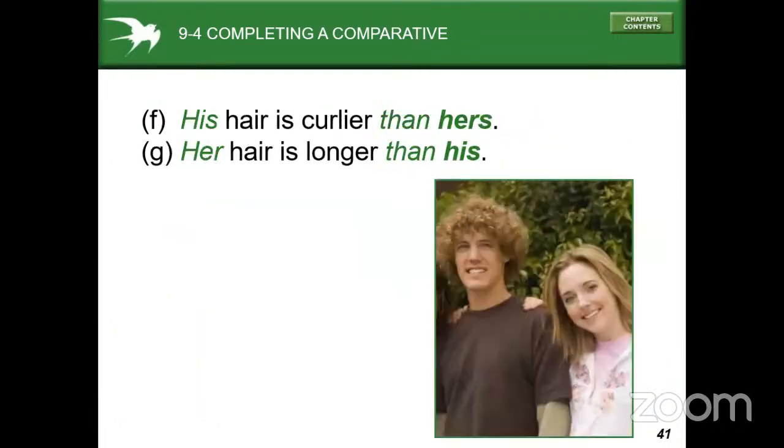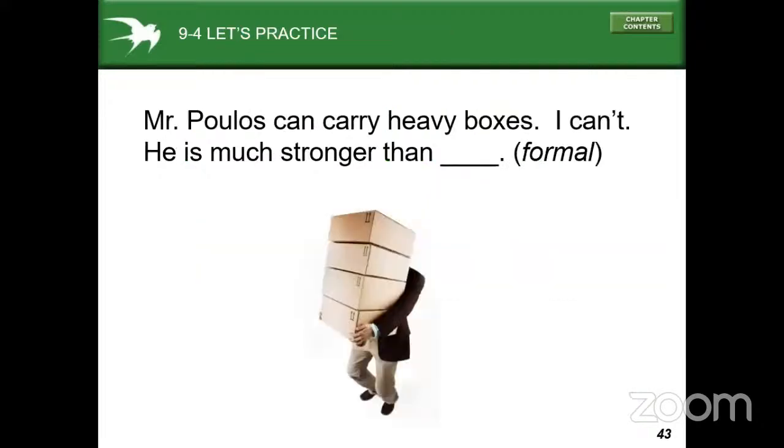But let's check it out. What do you think is here? His hair is colored than hers. Her hair is possessive pronoun. But here, Paulos can carry heavy boxes. I can't. He's much stronger than I am or than me. What do you think? If we say formal, than me? Than I am, okay? Than I am. Than me can be considered maybe informal. Than I am.